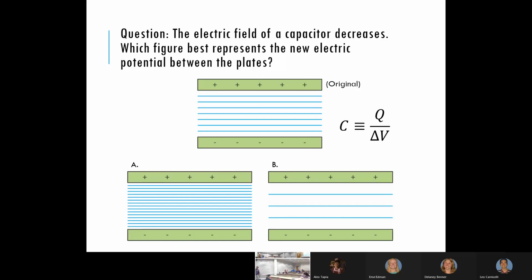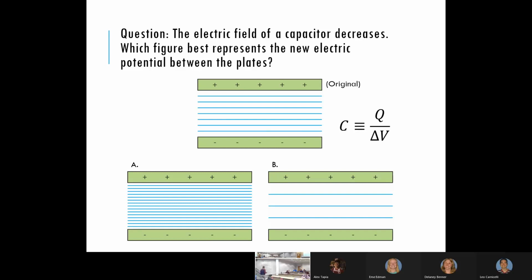Okay. So C is what we call the capacitance. I think I defined this verbally. I said it's how much charge an object can store. From a physics standpoint, we define it as the ratio between the stored charge and the difference in electric potential.